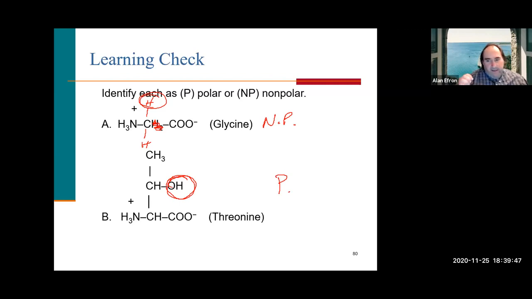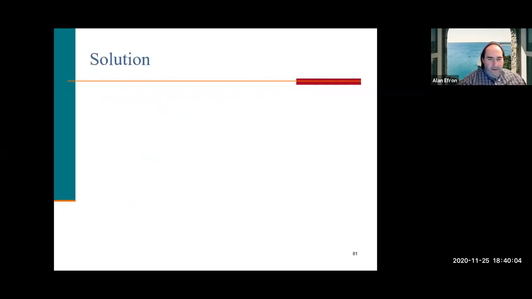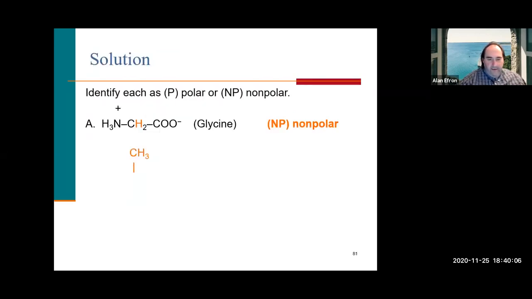Again, you don't have to remember names and structures, but if you're given the structure, you need to be able to look at it and recognize it as one of those four classifications. Any questions on how to do that? Okay, so hopefully they agree with me. That's good, they do.